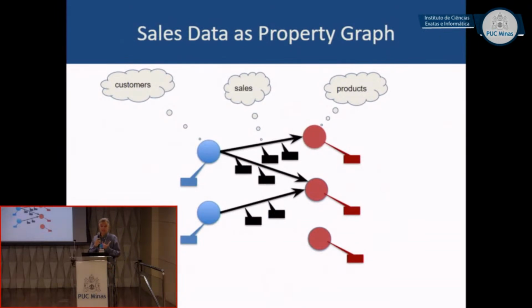Of course, one typically has more than one sale. So if I put all the sales together between all the customers and all the products in my database, I will get a graph like this. And notice that nodes might have multiple edges, like this product in the middle here.